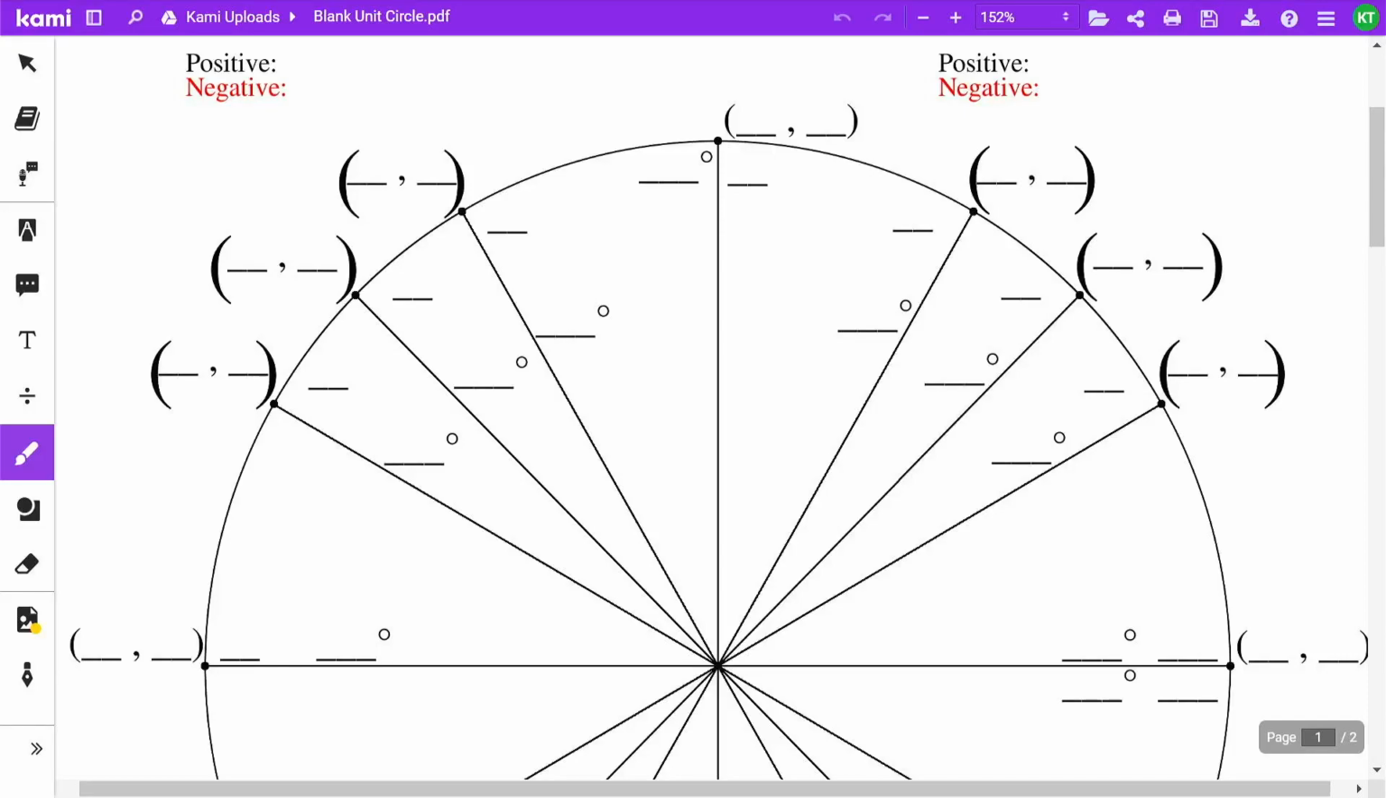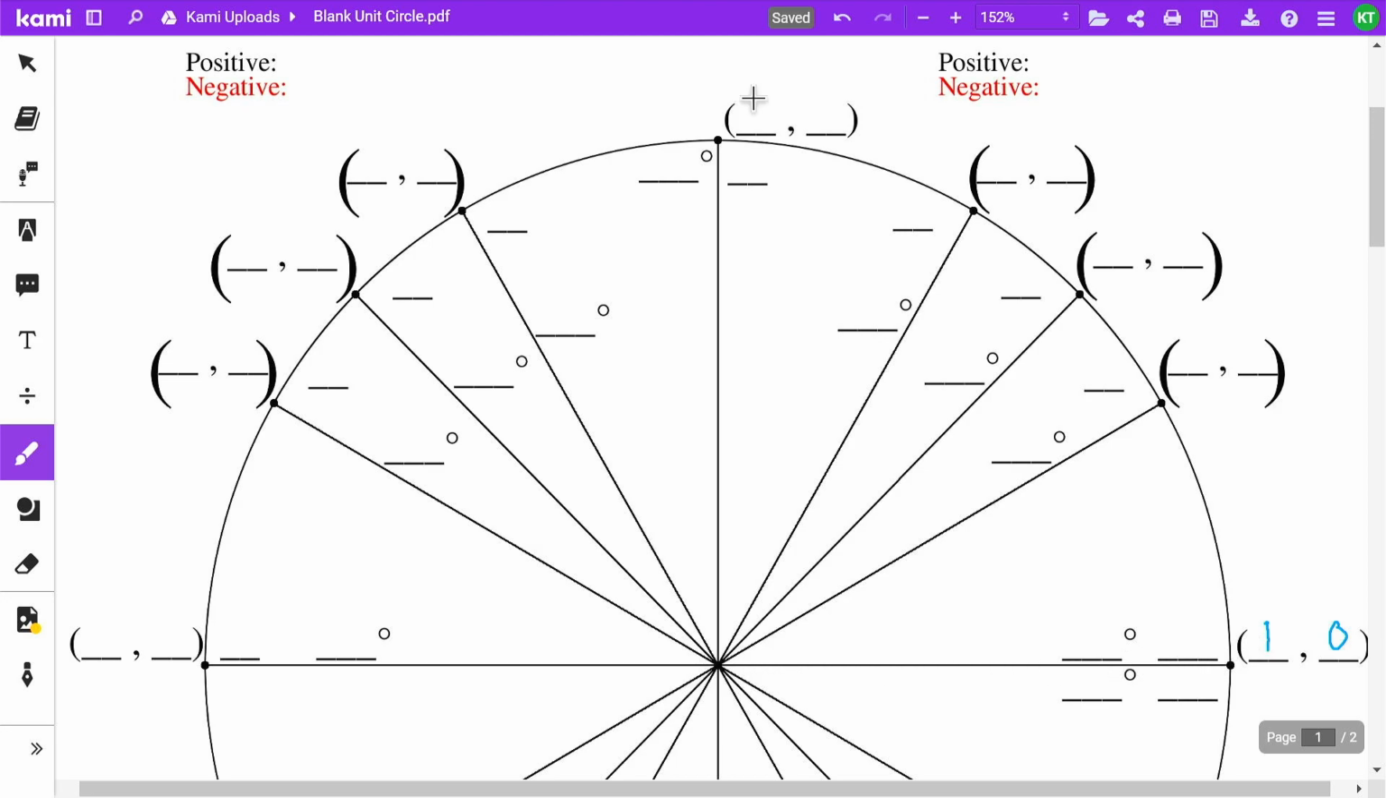All right, we're going to go ahead and fill out a unit circle. Just as a reminder, a unit circle is a circle with a radius of 1. So, for example, at this point over here, it would be (1, 0), because it's going over 1, up 0. The length of this line is going to be 1.